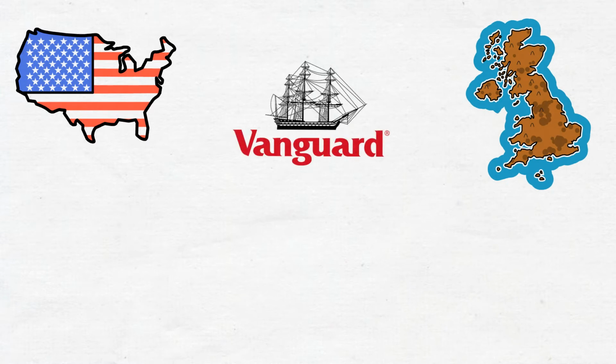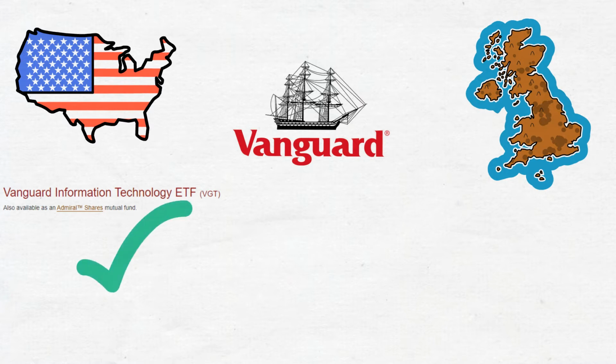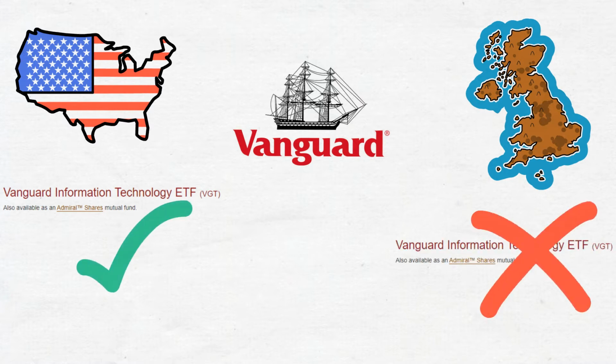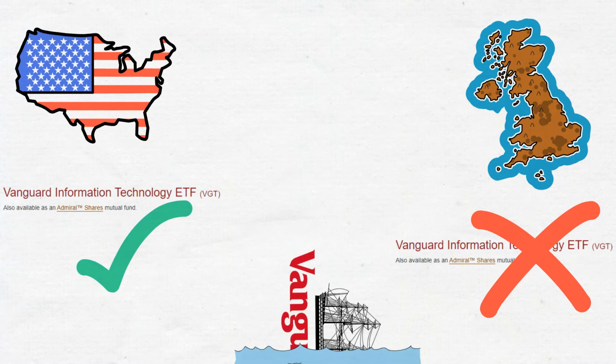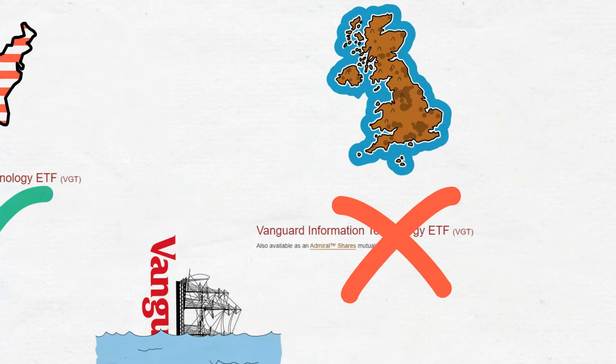For example, if you've watched my Vanguard review, you may remember how I mentioned the Vanguard Technology ETF, ticker symbol VGT, is available in the US but not in the UK. Similarly, other ETFs such as the actively managed ARK Innovation ETFs are not available in the UK either. And previously, there's not much you could do about it.